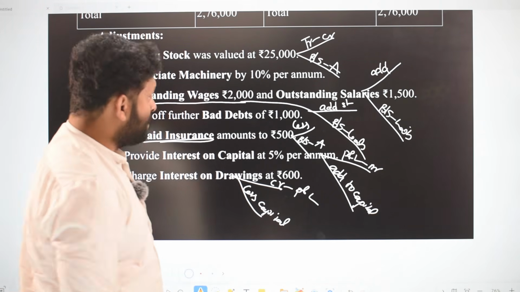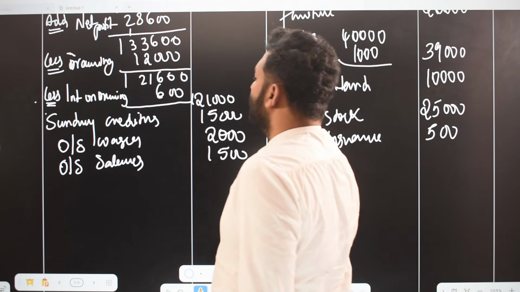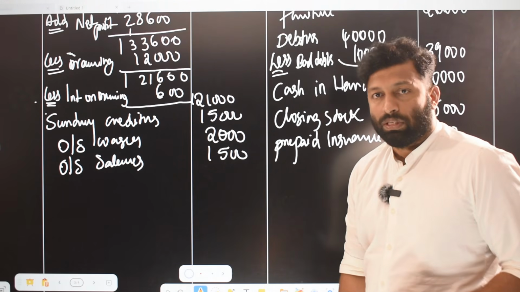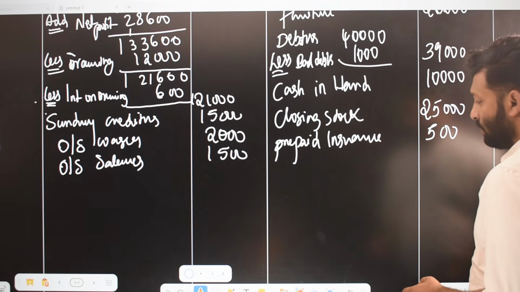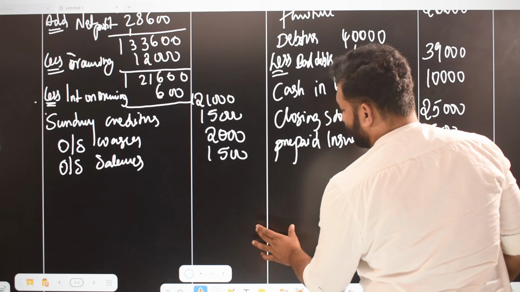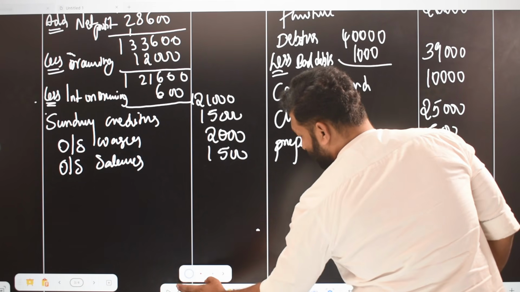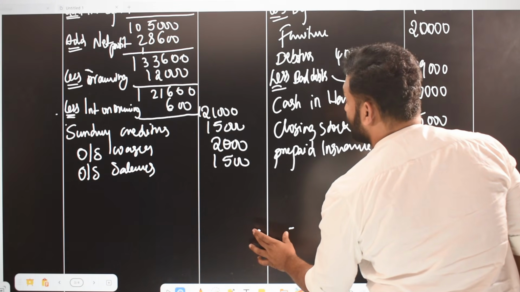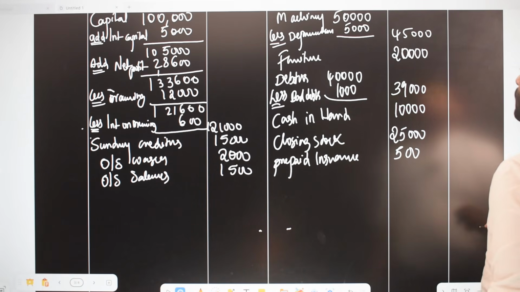Now balance the balance sheet. If it is agreed, your problem is right. Now calculate the totals of assets. Totaling the asset column.